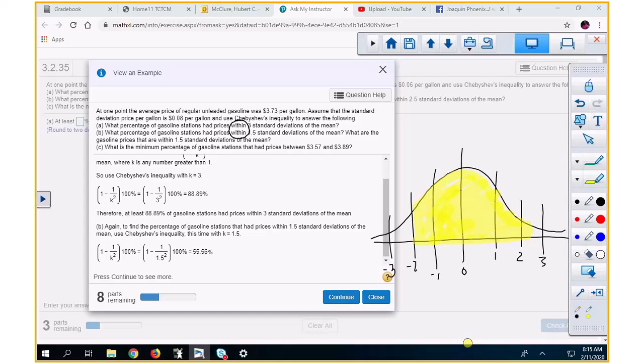1.5 standard deviations. Plug and chug, it's going to be 55.56. Now you could take your empirical rule: 0.15, 2.35, 13.5, 34, 34, 13.5, 2.35, and 0.15. And you can add those up, and you can see that even the empirical rule is going to be more. I got 1.5.